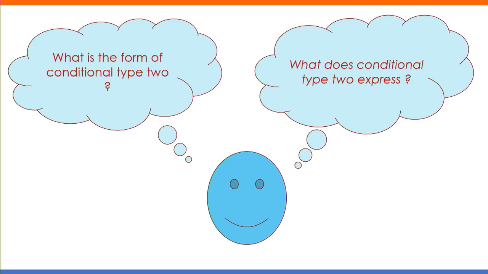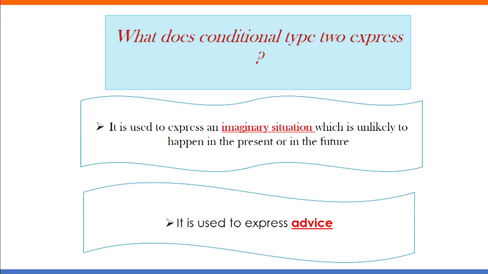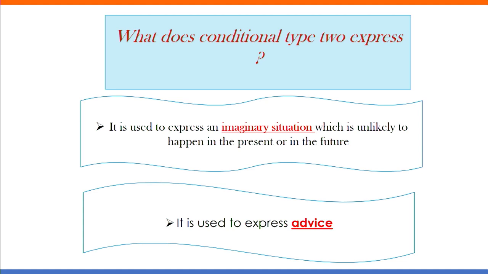Our lesson today is about conditional type 2. What does conditional type 2 express and what is its form? First, it is used to express an imaginary situation which is unlikely to happen in the present or in the future. Please focus on imaginary situation, a situation that cannot be possible in the present or in the future.